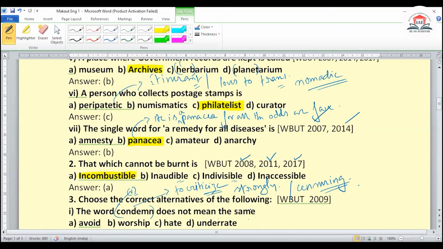So condemn does not mean the same. That means, what is the antonym of the word condemn? In a plain and simple way. Avoid, worship, hate, underrate. Worship. Yes, exactly. That is worshipping. It could have been praise also, right? Praise भी हो सकते थे. ये भी verb है, तो antonym है definitely. कौन सा word का antonym? Condemn का antonym.